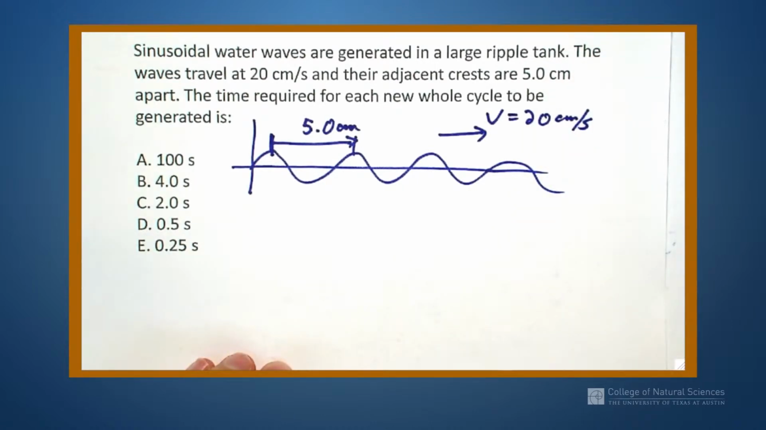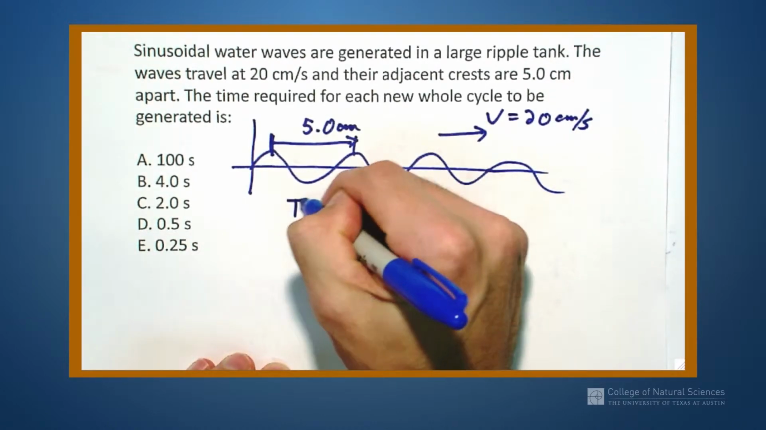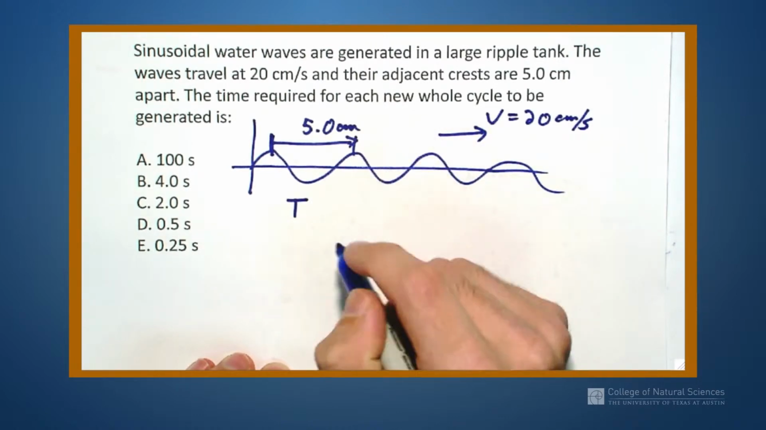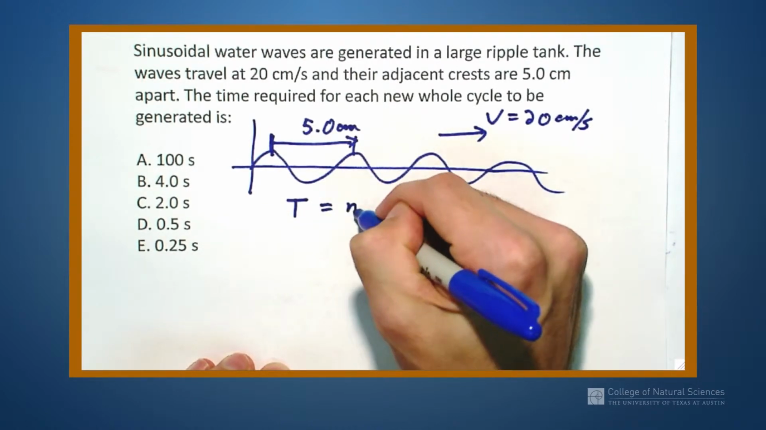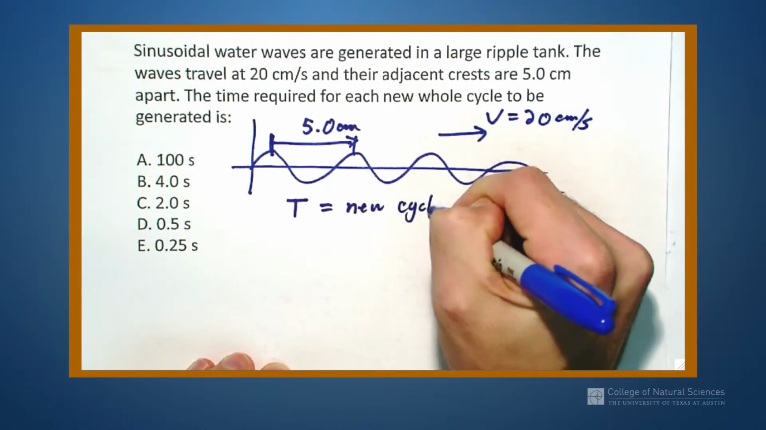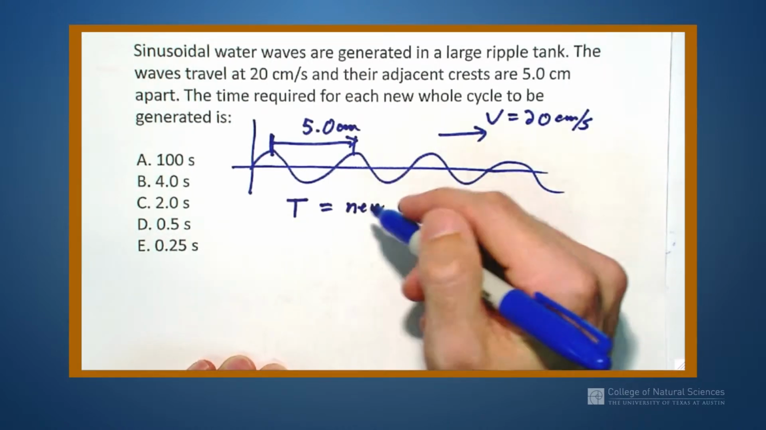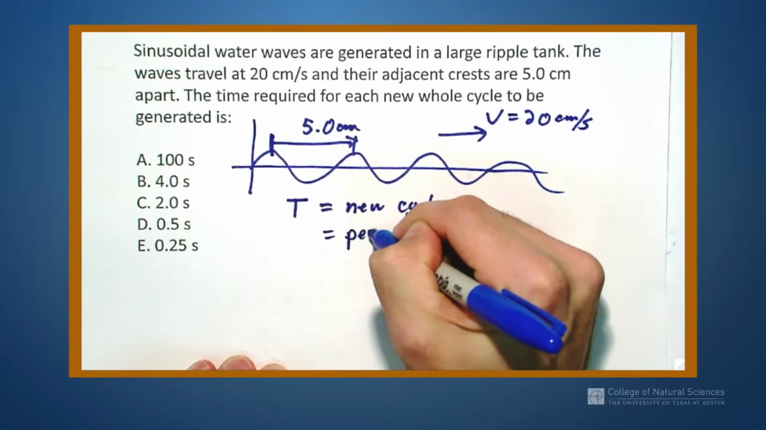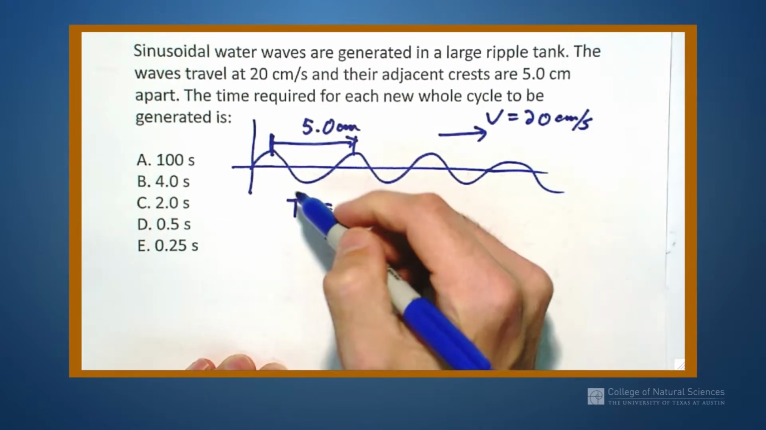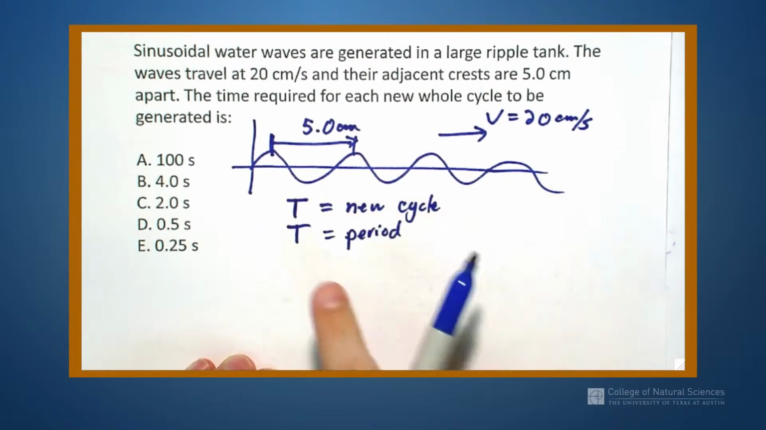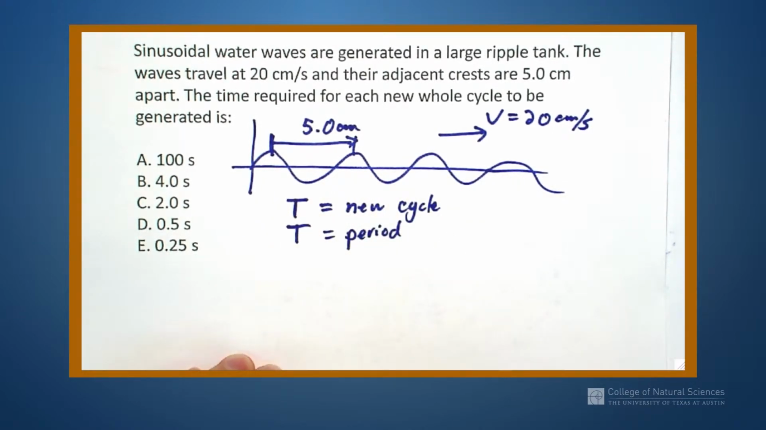And it wants to know what's the time required for a whole new cycle. Well, I know that to get a whole new cycle, that this is equal to 1 period. So I'm going to use the capital letter T for what we're trying to find. So we're trying to find 1 period.